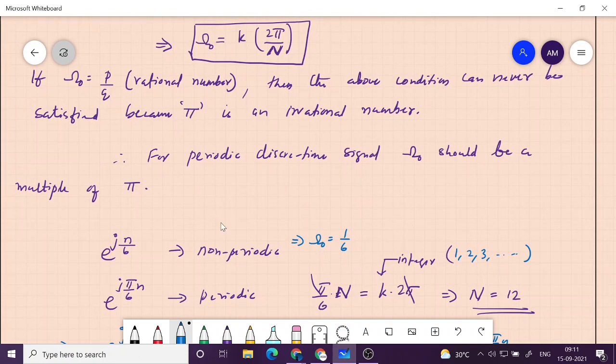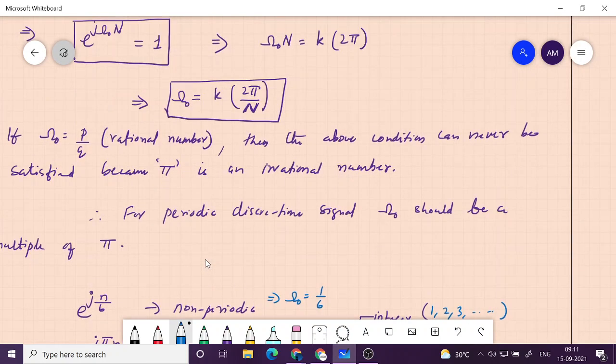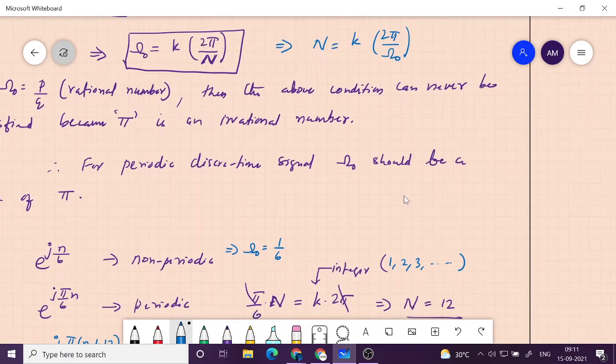So I can also invert this relationship and write n. So n is basically k into 2 pi by omega 0. If I try to apply that formula, what will happen? n I am trying to find out. So k, then 2 pi, and here omega 0 is 1 by 6, right? So 1 and 6 goes here, so it is equal to k into 12 pi.